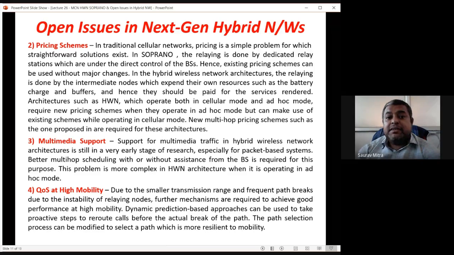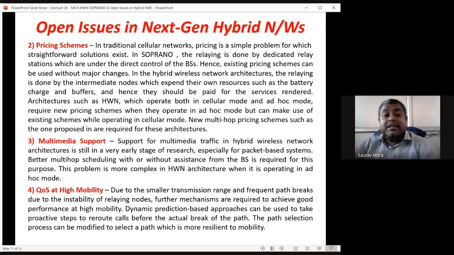It says that in traditional cellular network, pricing is a simple problem for which a straightforward solution exists. Like 1 GB data is for suppose 50 rupees. So this is a kind of linear solution of a problem. But in case of SOPRANO, the relaying is done by dedicated relay stations which are under the direct control of the BS. So we have seen just now what is SOPRANO.